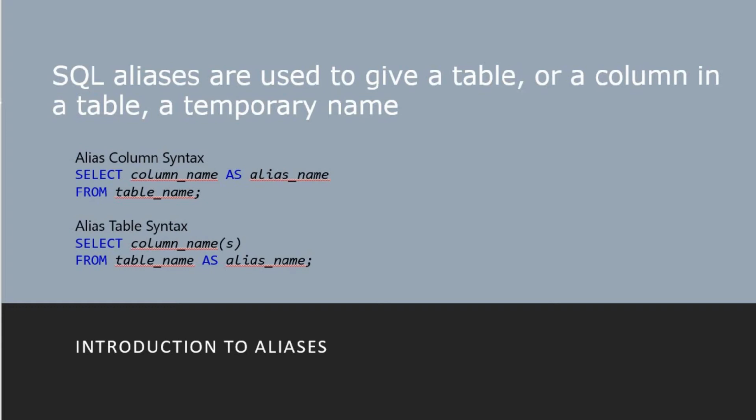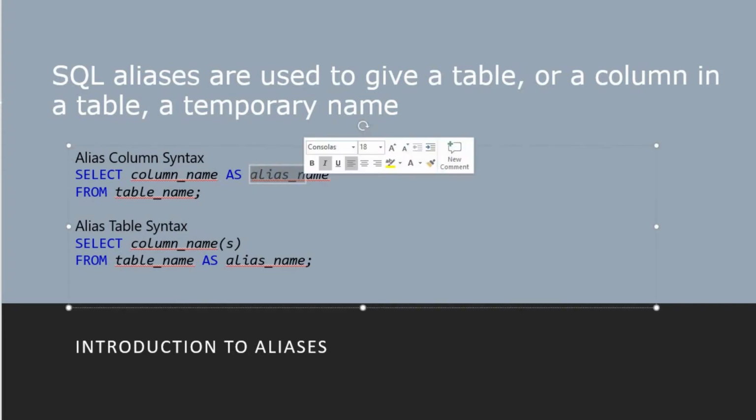SQL aliases are used to give a table or a column in a table a temporary name. Okay, this is the syntax, like select column name as alias from table name. We can give the names here. We are going to talk about reading data, and we move on to updating and deleting, but the other thing is aliases now. And this is a very simple short video here about the aliases.